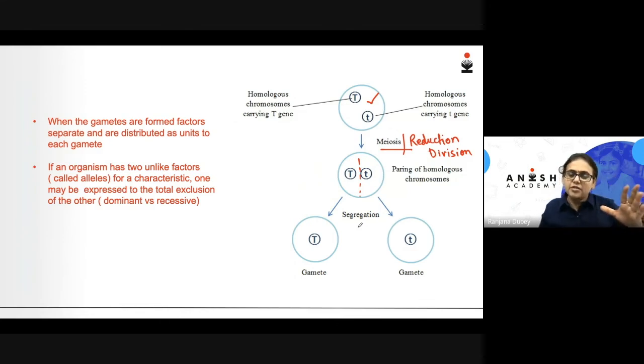And if an organism has got two unlike factors, for example, capital T or small t, one capital T for tallness and small t for dwarfness, then it was said that one character gets expressed completely to the total exclusion of the other character. Means, who is that one factor that gets expressed completely? The factor that gets expressed completely was called a dominant factor by him. And the factor which was not at all expressed was termed a recessive factor by him.